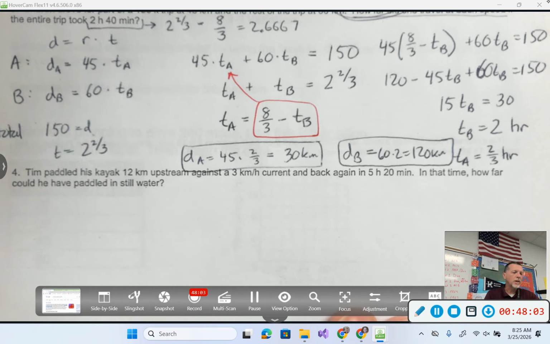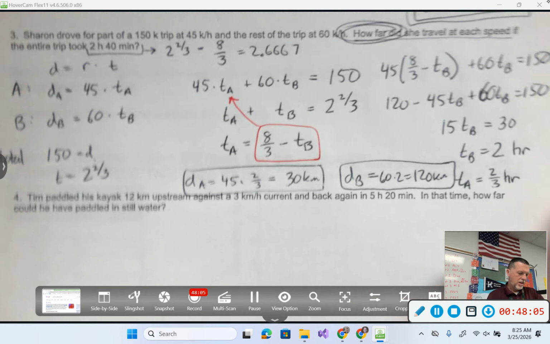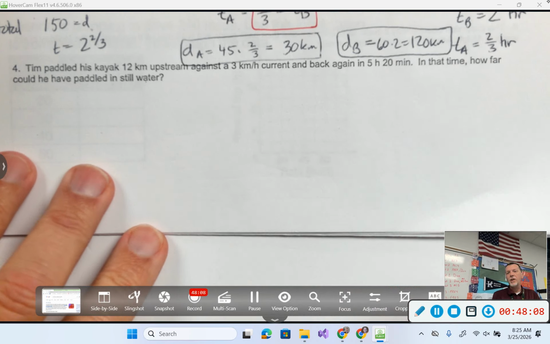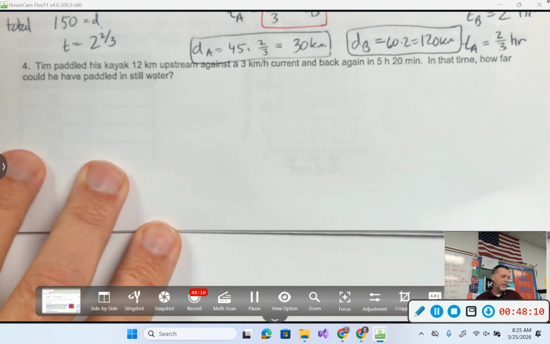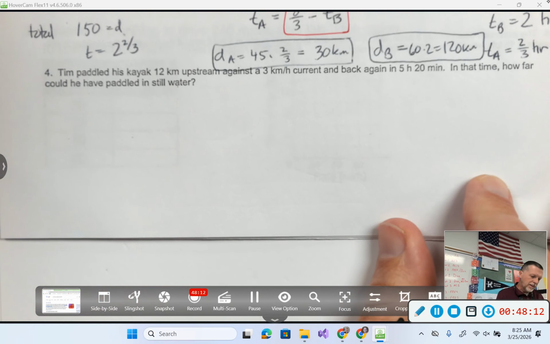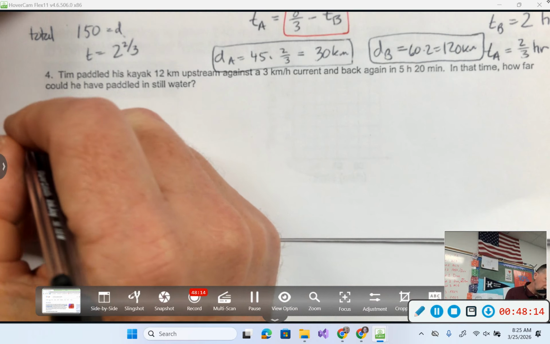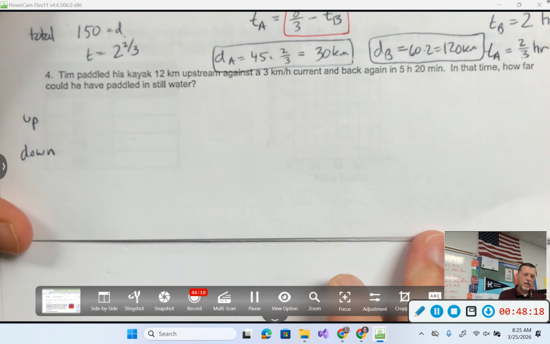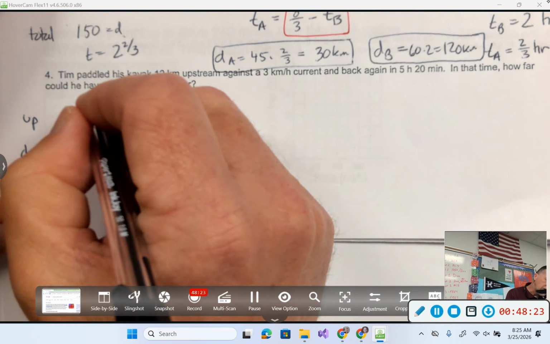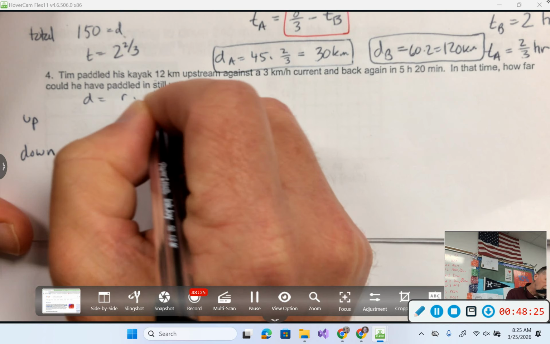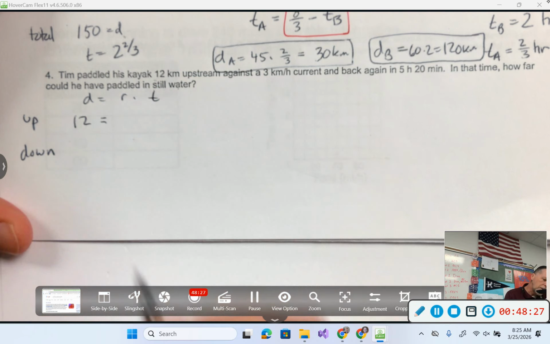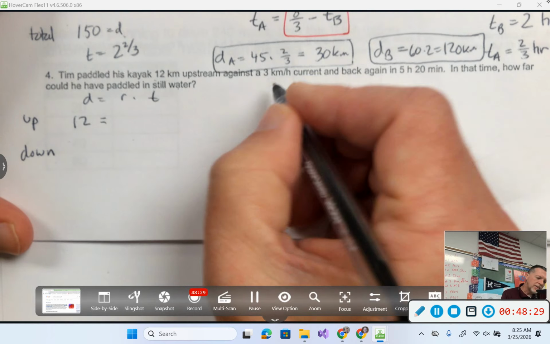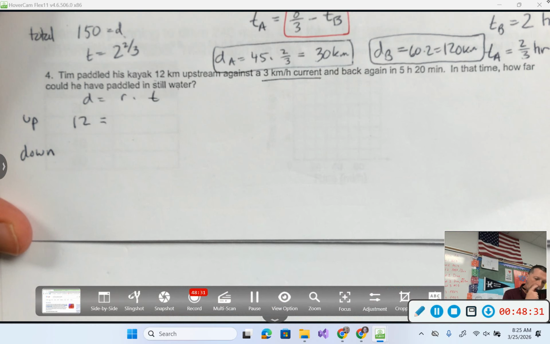Let's do number 4. Back to upstream, downstream. This is the airplane flying into the wind, against the wind. Tim paddled his kayak 12 kilometers upstream. Upstream. 12 kilometers, so there's a distance. 12 kilometers upstream. Against a 3-kilometer current. And back again in 5 hours and 20 minutes.